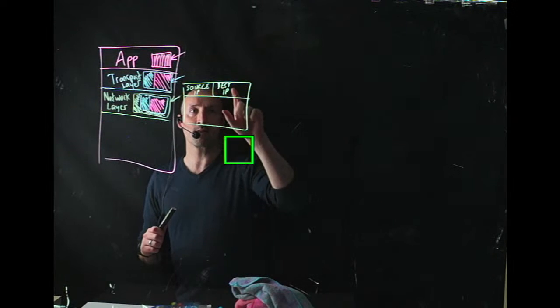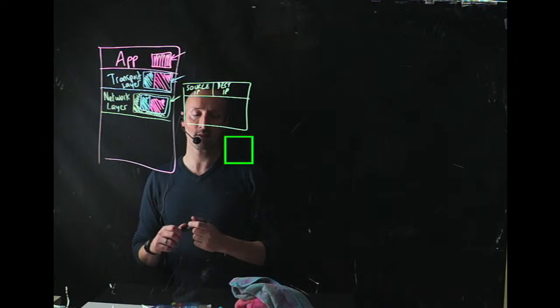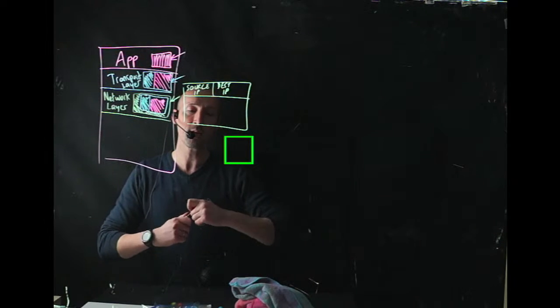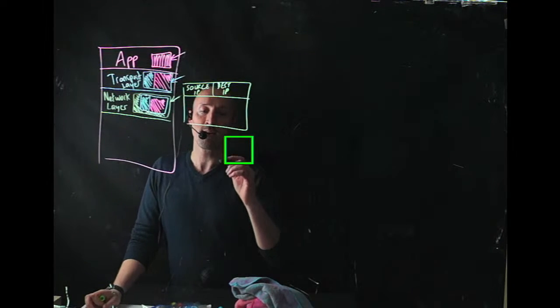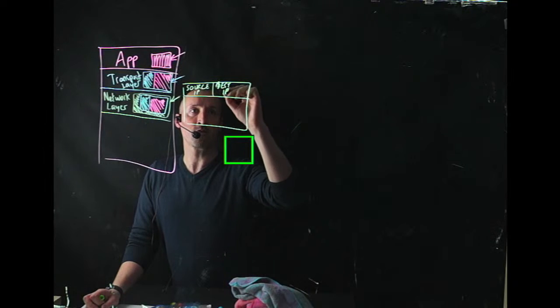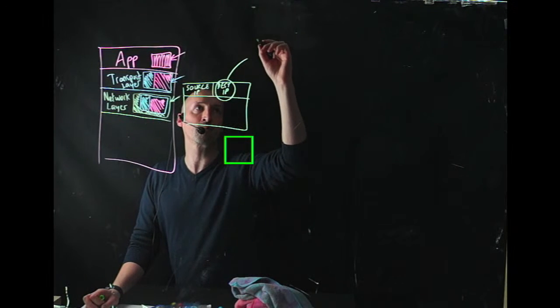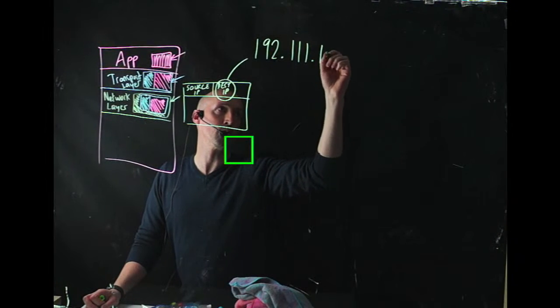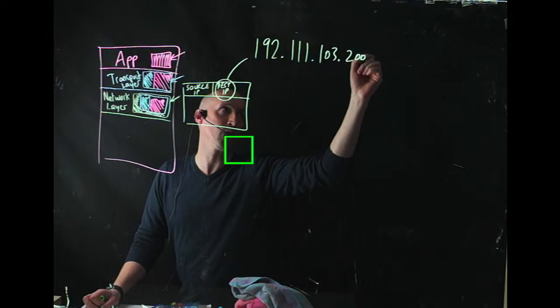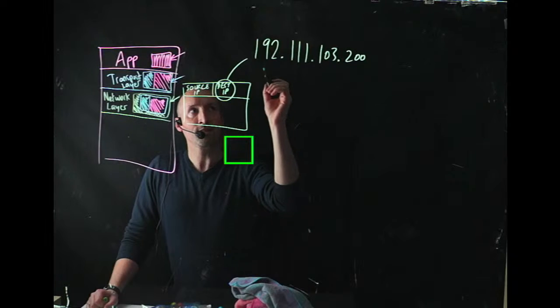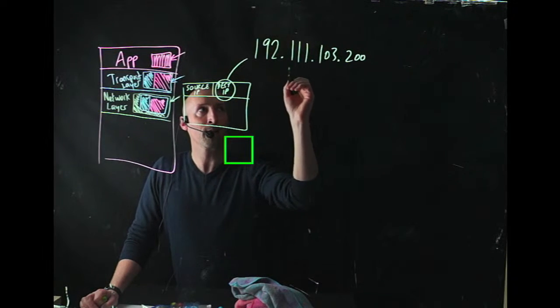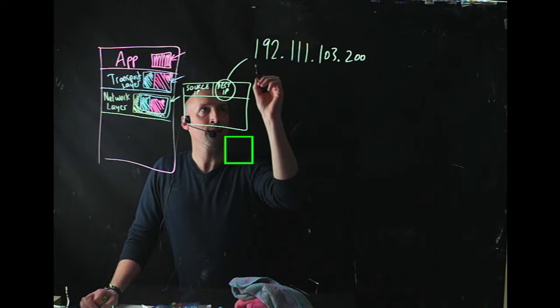The interesting thing about the destination and source IP address is, at least for version 4, which is the more common version, I can give this example. The destination IP address looks something like 192.111.103.200 or whatever. So this address is a little bit like a postal address. This is a little bit like the bottom of your postal address, the country code, if you like.